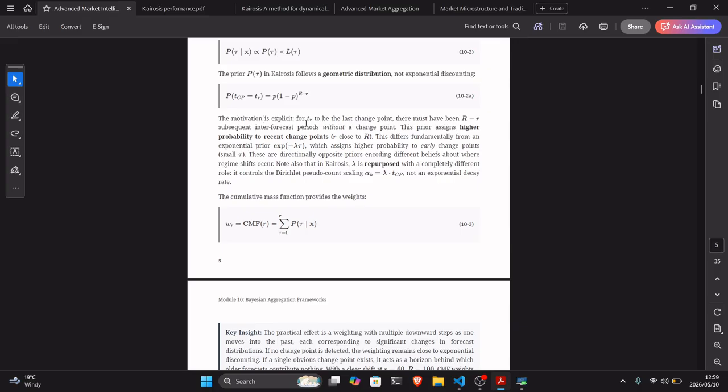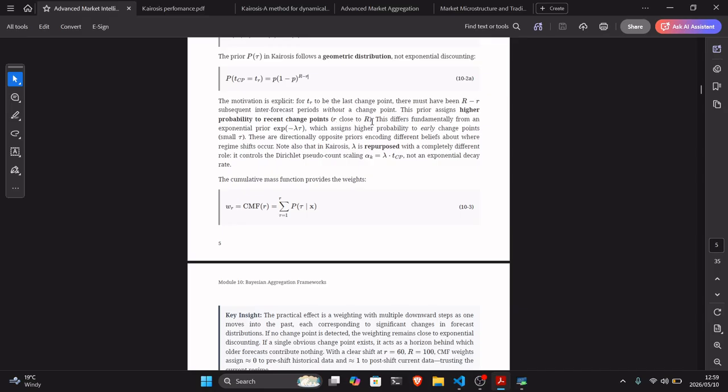For t sub r to be the last change point, there must have been r minus r subsequent interforecast periods without a change point. This prior assigns higher probability to recent change points, r close to R. This differs fundamentally from the exponential prior, the exponential of negative lambda times tau, which assigns higher probability to early change points, or small tau.